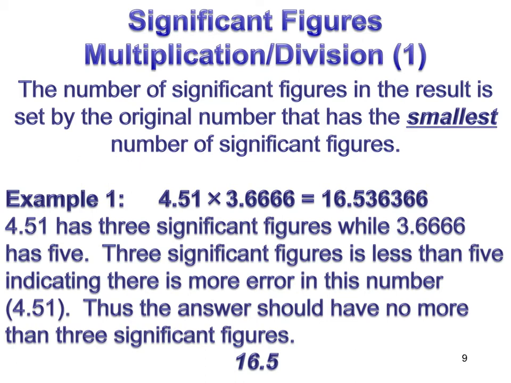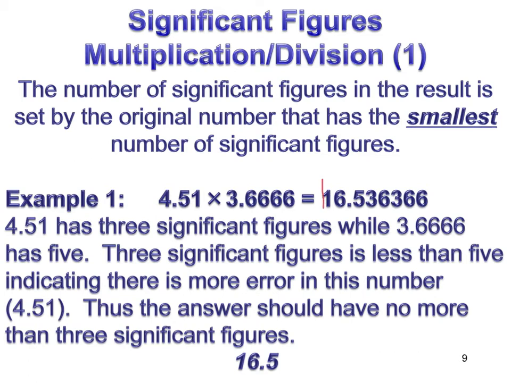In multiplication and division, the number of significant figures in the result is set by the original number that has the smallest number of significant figures. So in this example here, 4.51 has 3 significant figures, while 3.6666 has 5 significant figures. Since 3 is less than 5, our answer will have 3 significant figures.